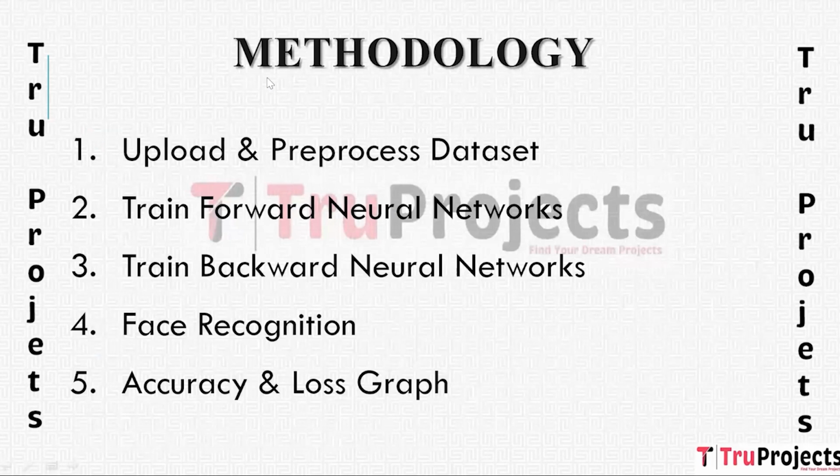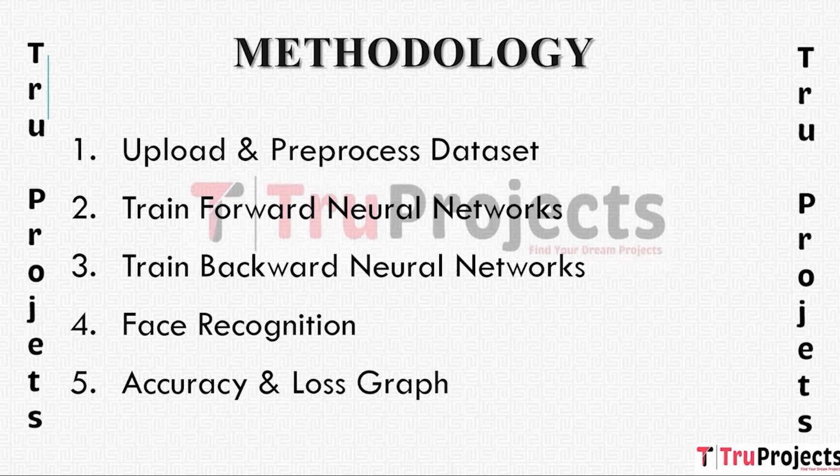Methodology. To implement this project, we have designed the following modules. The first module is upload and pre-process dataset. This module involves preparing the dataset for training and testing. Images of individuals are collected and each person's images are assigned unique IDs. The dataset is then split into training and testing subsets. Pre-processing includes normalizing image pixels to a consistent scale, ensuring the neural networks receive consistent input.